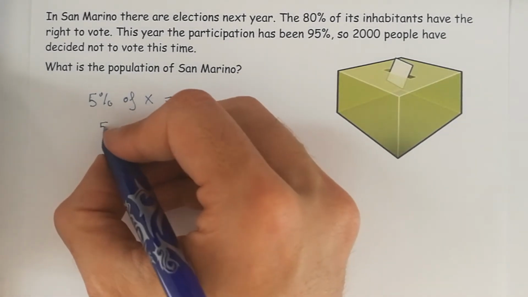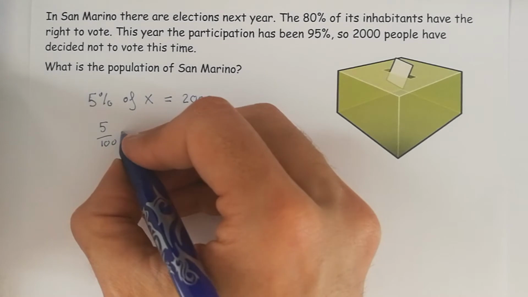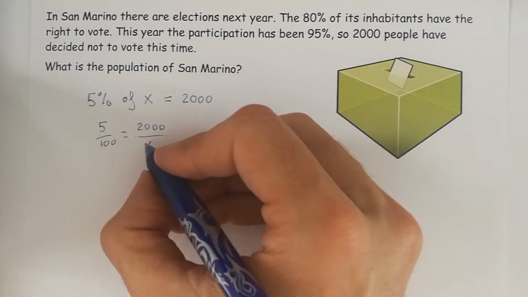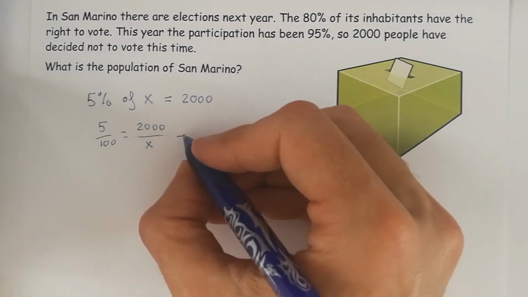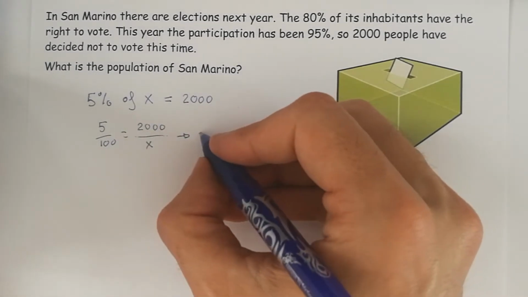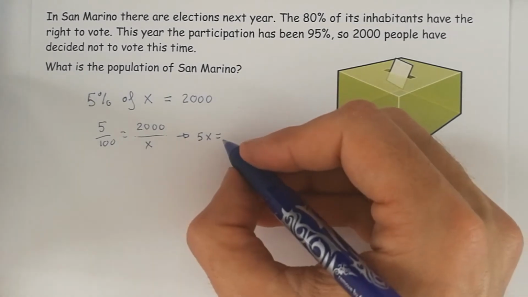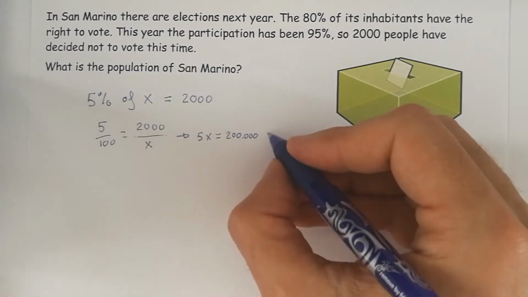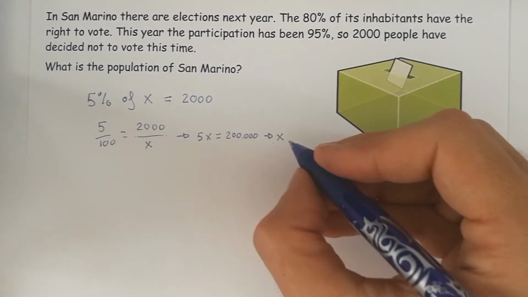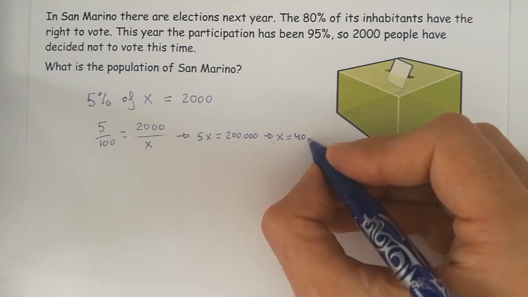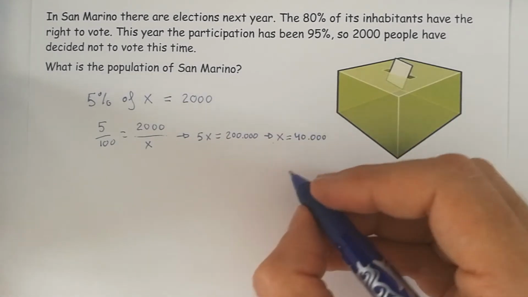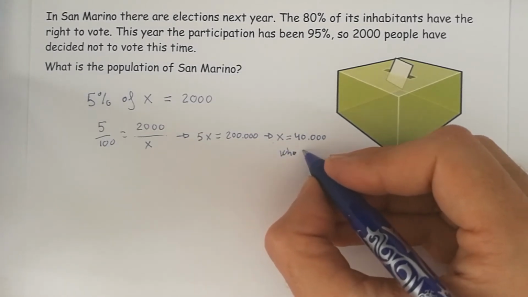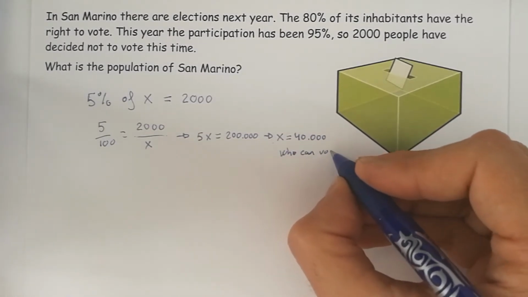we can say that 5 is to 100 the same as 2,000 people is to the total of people that can vote. With 5x, we get 5x equals 100,000. So x is going to be 40,000 people who have the right to vote, who can vote.